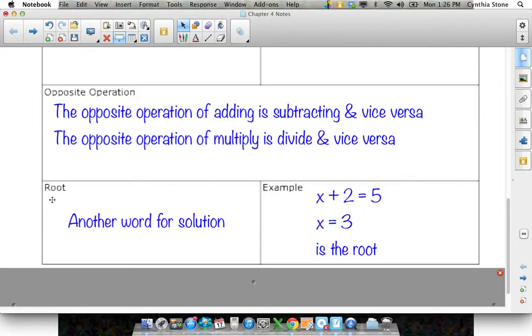Just quickly, if you see the term root, it's a very important concept in grade 10 math. I notice sometimes textbooks or questions will use the term root. It just means solution. There's no difference. Solution, root, it's the same as far as we're concerned. And like I say, in grade 10 math, it's a bigger topic.